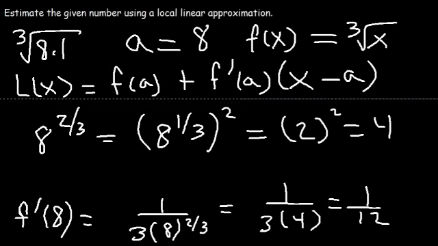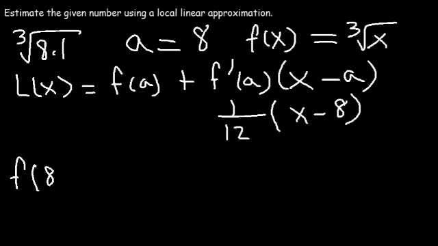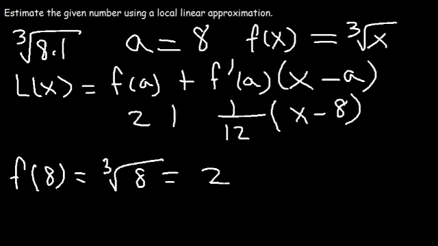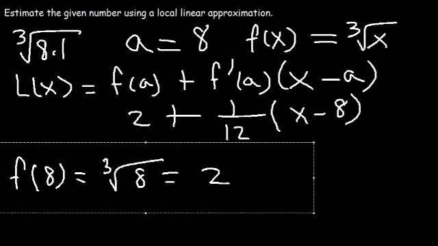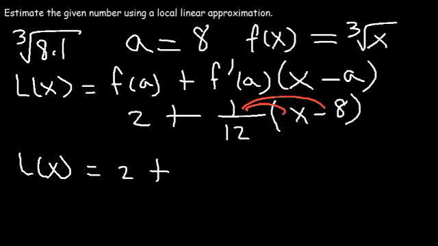So now we have the value of f prime of a, and we know a is 8. Now we need to find f of a. So f of a, or f of 8, is equal to the cube root of 8, which is 2. So now we can find L of x. So L of x is 2 plus, let's distribute 1 over 12 to x and 8. So it's going to be 1 over 12 times x minus 8 over 12.